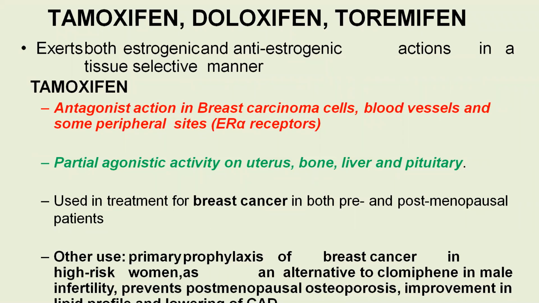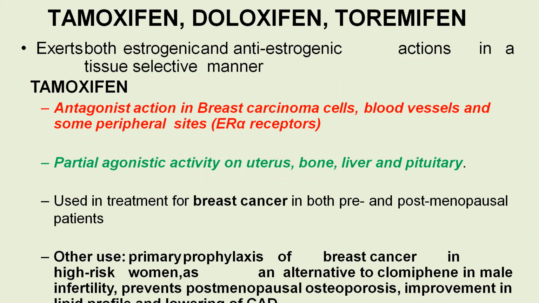Since it has antagonist action in the breast carcinoma cells, it is mainly used in the treatment of breast cancer in both pre and postmenopausal women. What are the other uses? Primary prophylaxis of breast cancer in high-risk women, as an alternative to clomiphene in male infertility, and it prevents postmenopausal osteoporosis.